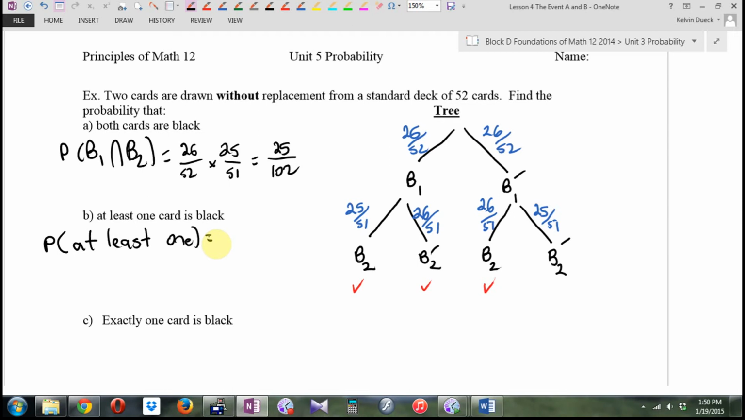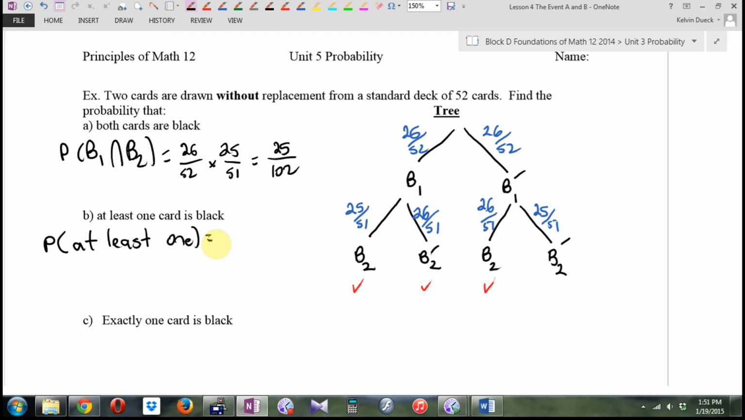Let me give you a hint. Does anybody see how I could use this branch to figure out the answer? It's the complement. Look. Is that what you said too? I heard it there.